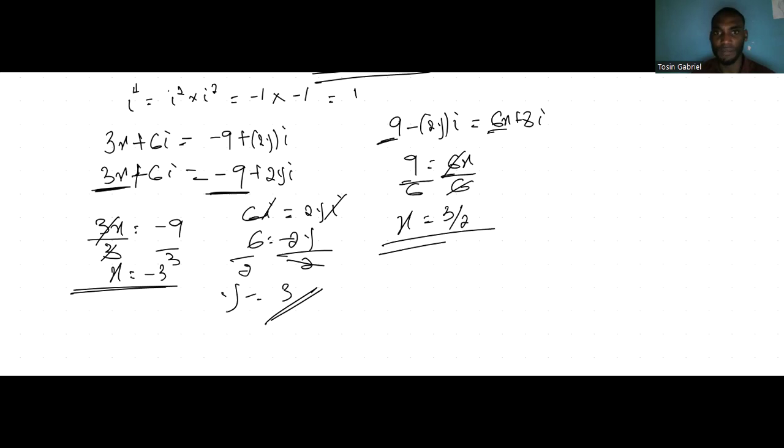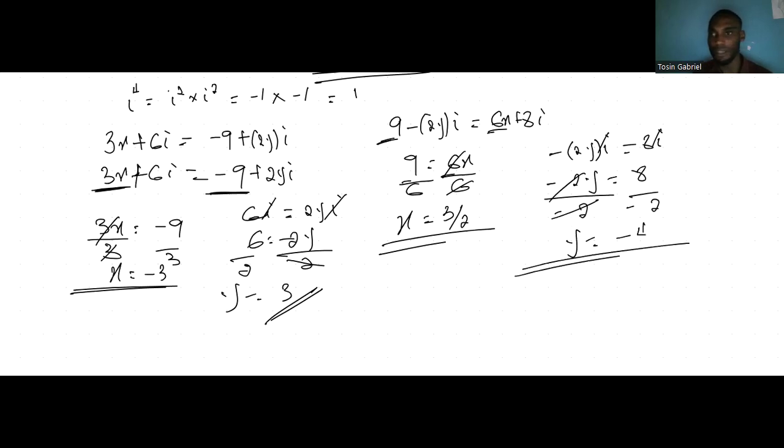Okay, then let's say that you have minus 2yi equals 8i. First, we remove the i, we cancel it out. You have minus 2y equals 8. Divide both sides by minus 2. So you have y equals minus 4. Simple, pretty simple. That's it. Okay, let's go on. I hope you understand.